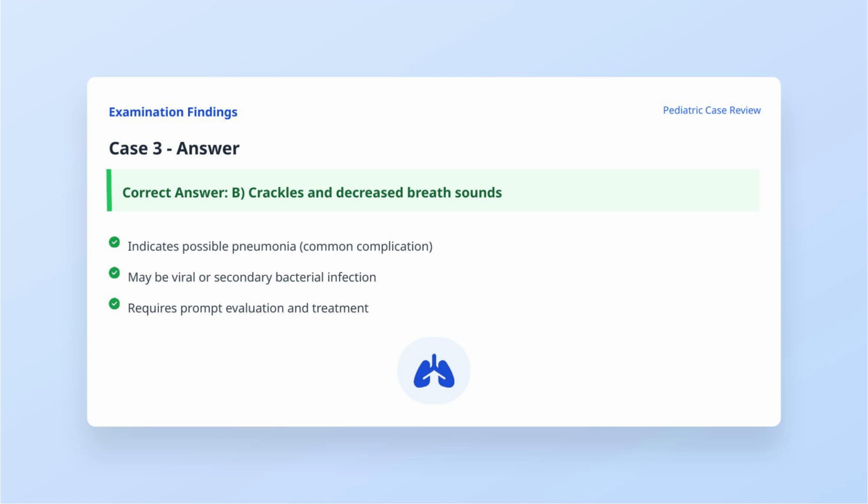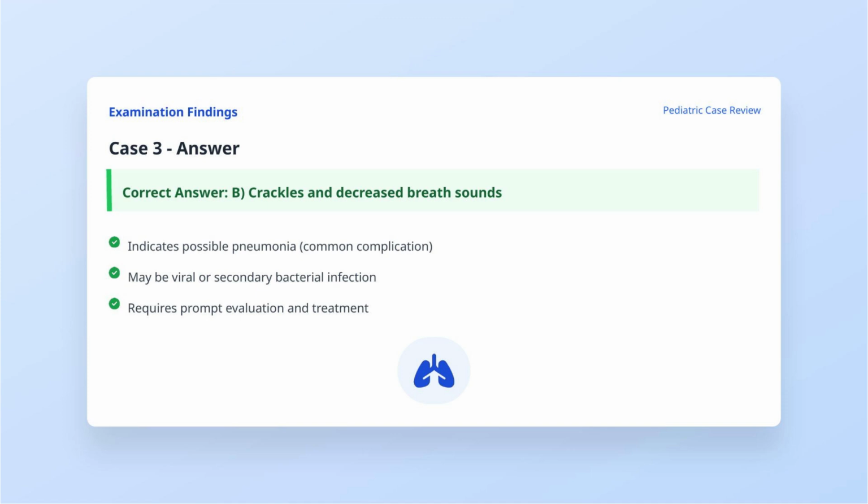These findings suggest pneumonia, which is one of the most common and serious complications of measles. Pneumonia may develop from direct viral infection or secondary bacterial infection. The presence of crackles, decreased breath sounds, increased work of breathing, and hypoxemia requires prompt evaluation and appropriate management.